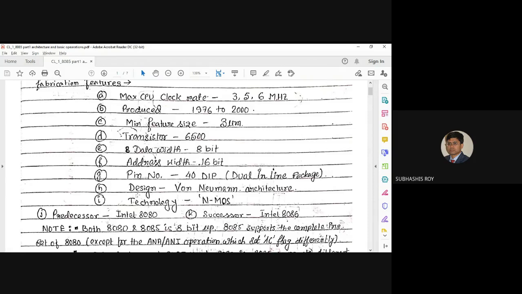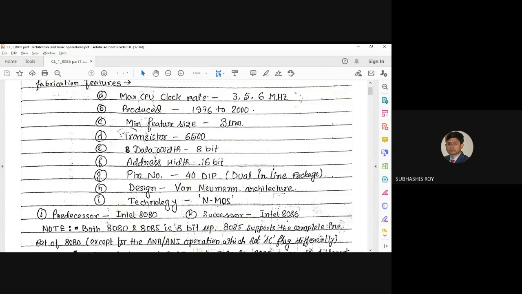Then the next point is design. Design-wise, this 8085 microprocessor is von Neumann architecture design. So what is von Neumann architecture design? Here the program memory and the data memory are not separately stored in different locations. Rather, these two are present in the same address space. So in this 8085 architecture, the program memory and data memory are present in the same address space. No separate address space is used to store program memory or data memory. So these are the basic important features of the 8085 microprocessor.